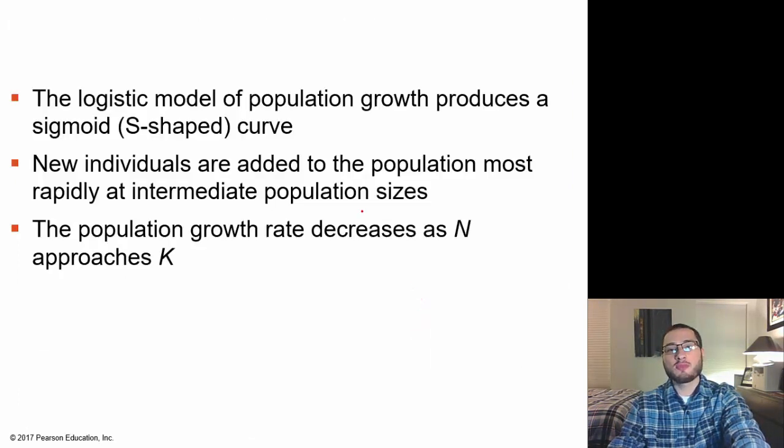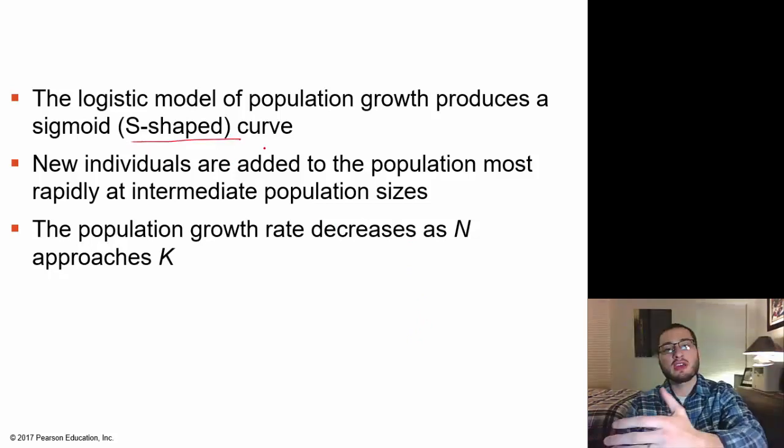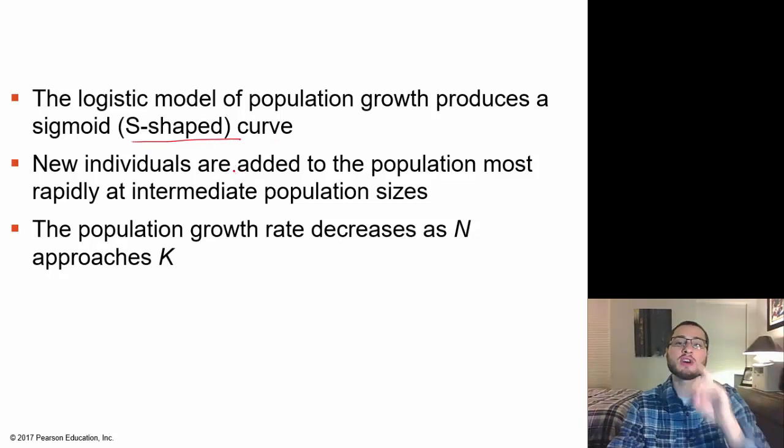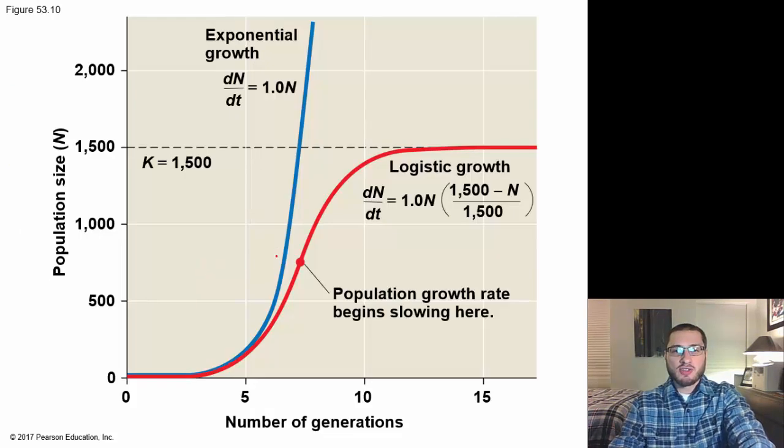So the logistic model of population growth produces this sigmoid curve that we like to call the S curve. You have the J curve of your exponential growth, and the S-shaped curve of your logistic model, and the population growth decreases as N approaches your carrying capacity. Here they show how exponential growth may go far past that, but eventually it's going to have to make its way back down to K, or your carrying capacity. With our logistic model, we see that it slows up as it approaches.